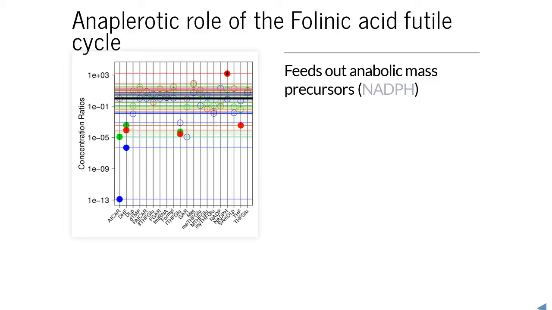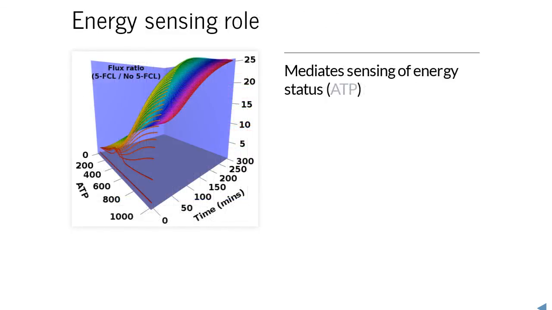This is NADPH changing by over 1,000 fold when the flux drives a rapid mode. So I can finish now. I'm half a minute late. This is the sensing of ATP, with different levels of ATP up to the cellular concentrations reported for ATP. And it's only when you have a futile cycle that ATP is sensed in a more realistic manner. If you don't have a futile cycle, the flux to sense ATP is 20 or 25 times less than otherwise. Thank you.